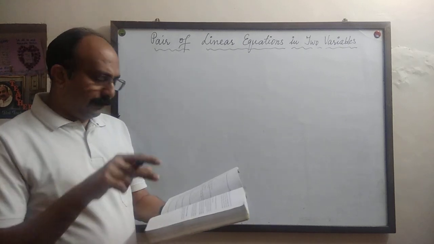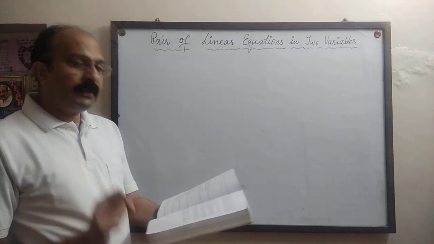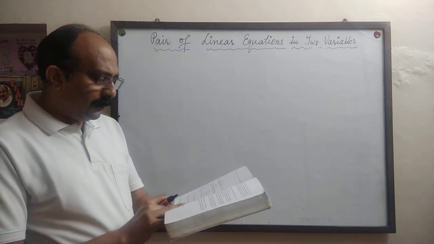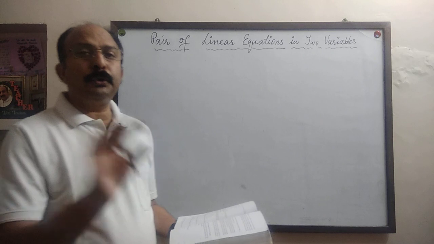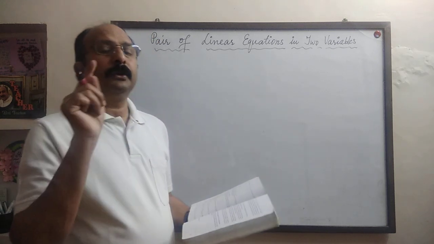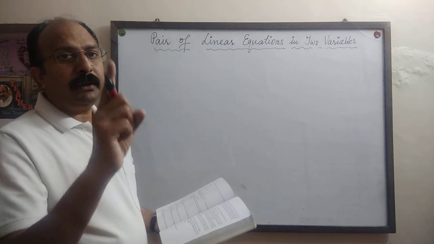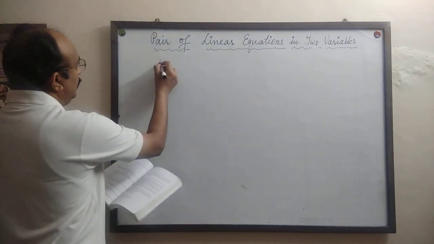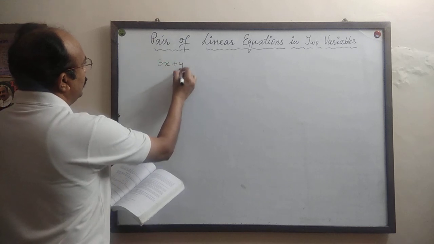Question number 2, second part. For which value of k, small letter k, will the following pair of linear equations have no solution? Previous one was infinitely many solutions. Now, no solution. Find the value of k. There is only one variable. The question is 3x plus y is equal to 1.